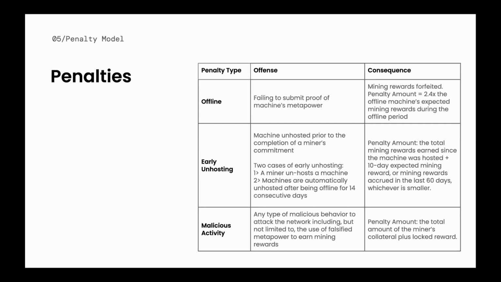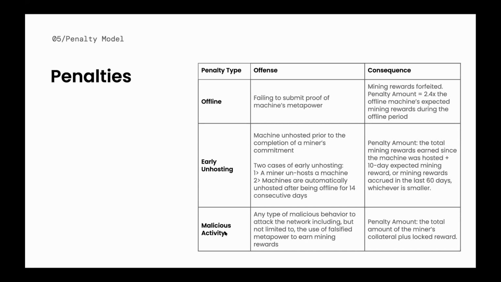Let me give you an example. Let's say I hosted my machine on CCN for just 1 day, and the second day, I changed my mind. I'm going to leave. That's fine, but your penalty will be this. Because you hosted your machine for 1 day, you earned the reward for 1 day. The penalty goes to the first one: the total mining reward earned since the machine was hosted, which is the 1 day reward, plus the 10-day expected minting reward. So in total, you pay 11 days of minting reward as your penalty. This is the early unhosting penalty.